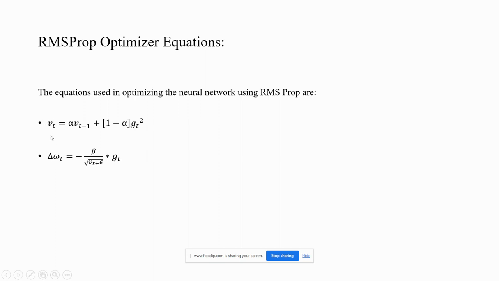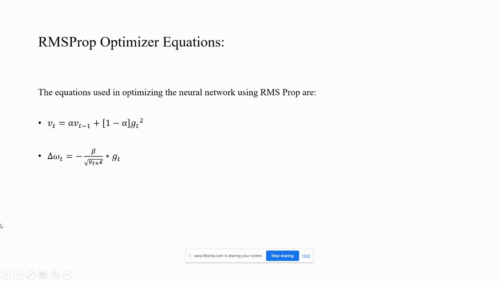This is the moving average at a point t, and Vt minus 1 is the moving average at a point t minus 1. Alpha is the decay rate. We consider the value of alpha to be 0.9 generally, which means that 90% of the weightage is given to the previous value. Of Vt minus 1, 90% of the previous running average is considered, and only 10% is the squared gradient of the current batch.